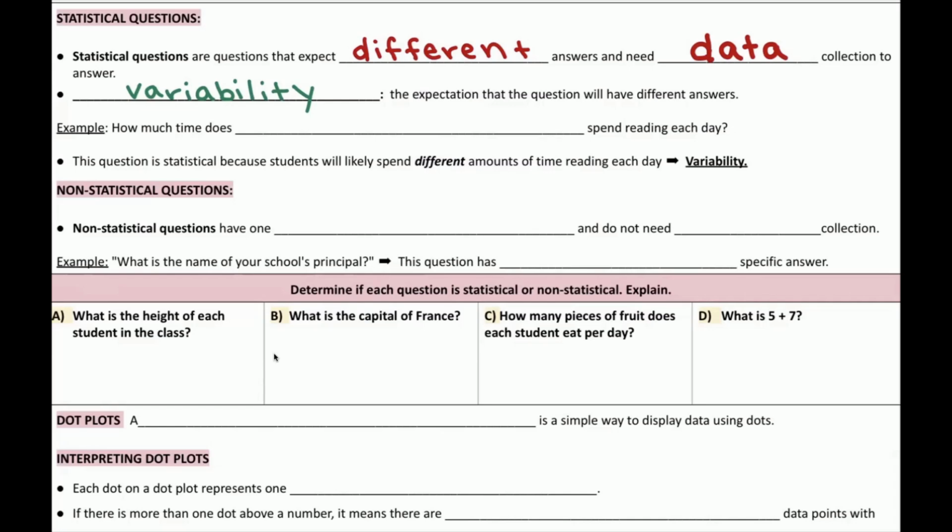So an example of a statistical question is, how much time does each sixth grader spend reading each day? We're asking more than one person. We're asking each sixth grader, and we can expect that they don't have the same answer. So that is a statistical question.